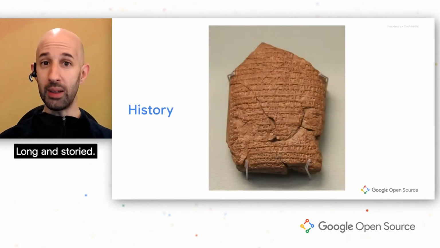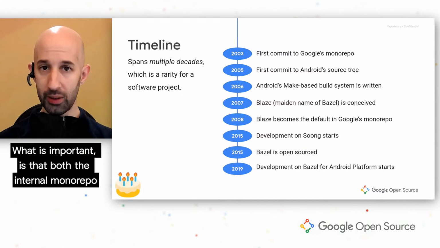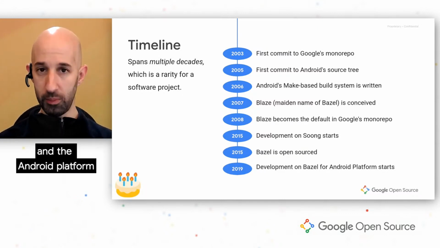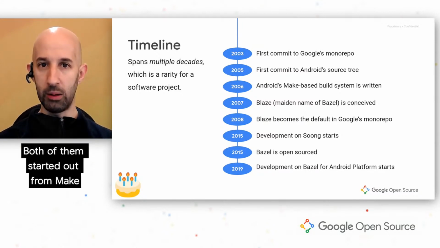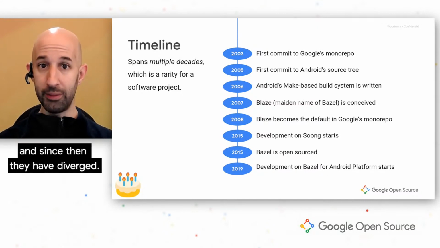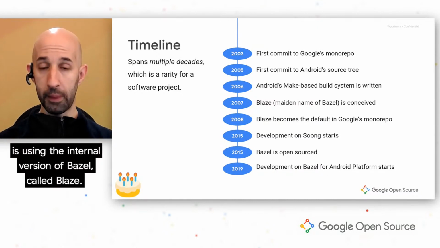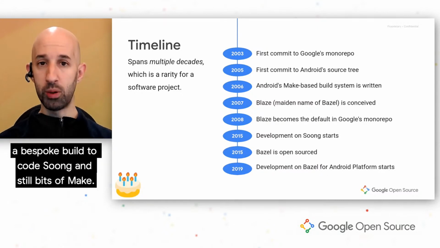History. Long and storied. I would like to not dwell too much on the individual items on this slide. What is important is that both the internal monorepo and the Android platform have a story that's almost 2 decades old. Both of them started out from Make, and since then they have diverged. Our internal monorepo is using the internal version of Bazel called Blaze. Android is currently using a version of a bespoke build tool called Soong and still bits of Make.